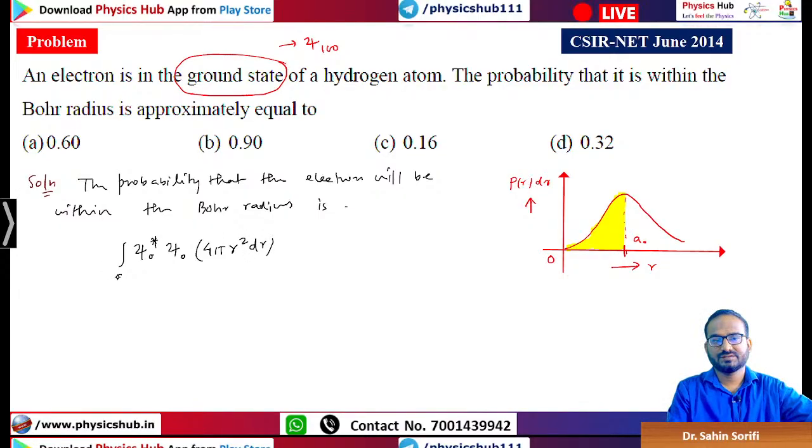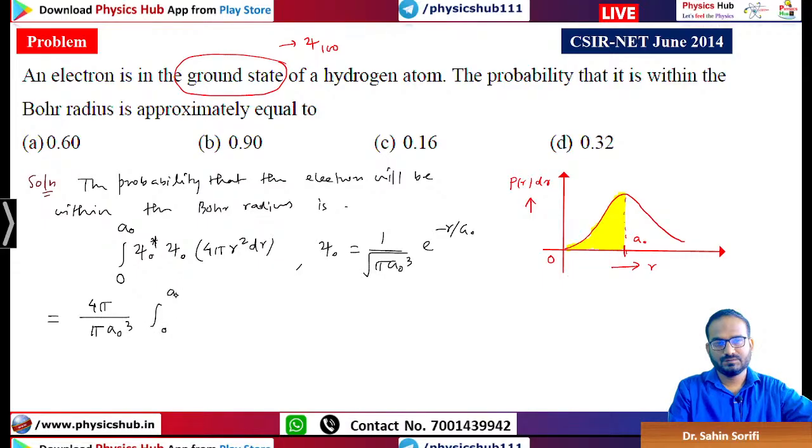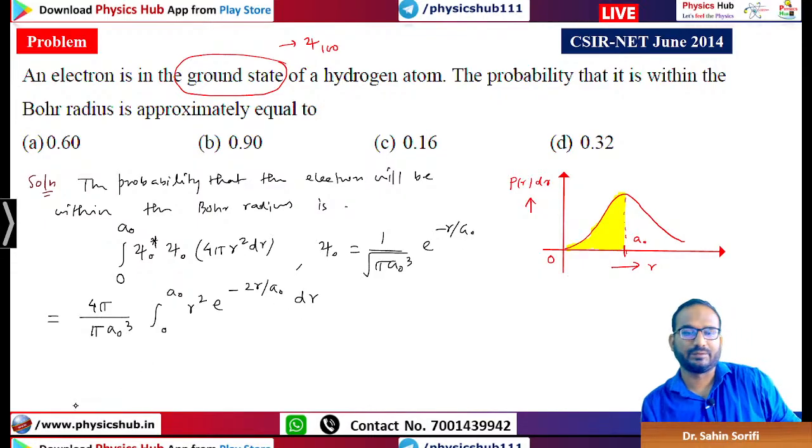Within the Bohr radius means 0 to a naught, where this psi 0 has the normalized value 1 by square root of pi a naught cube e to the power minus r by a naught. So we need to find out this value. So 4 pi psi naught star psi naught, this is a real wave function. So pi a naught cube is appearing twice, so the square root is vanishing. The integral from 0 to a naught of r square e to the power minus 2r by a naught is what you need to find out.